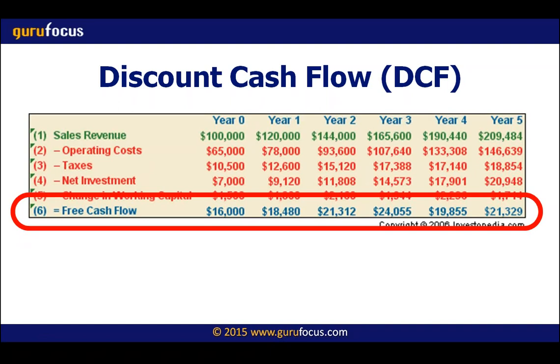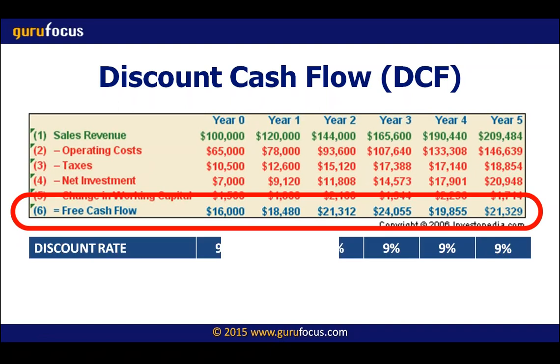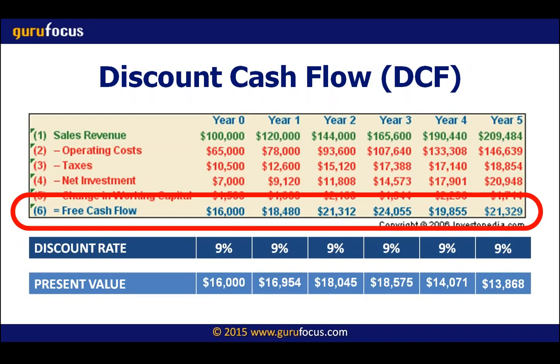But $21,000 or $20 million 5 years from now is not worth $21 million to me today. So what we do is apply a discount rate. In this case, I use 9% to give you an example. And when you apply the discount rate, here's what happens. You get the present value of those future earnings that's correlated to each of these figures above.